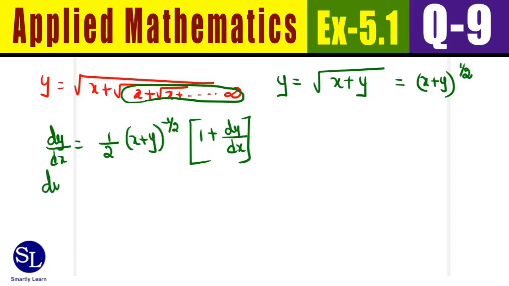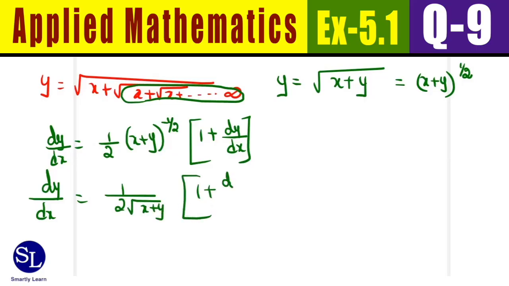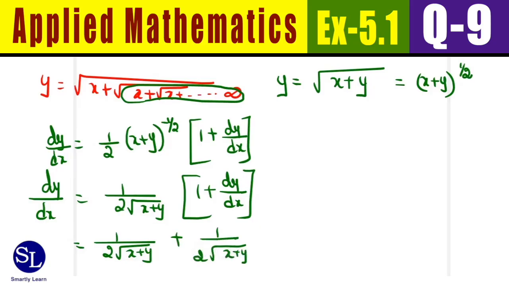Now let's rewrite this. So dy by dx is equal to 1 by 2 into root of x plus y, into 1 plus dy by dx. I'm going to multiply this term by. So this is going to be 1 by 2 into root of x plus y, plus 1 by 2 into root of x plus y, dy by dx. This whole expression is equal to dy by dx.